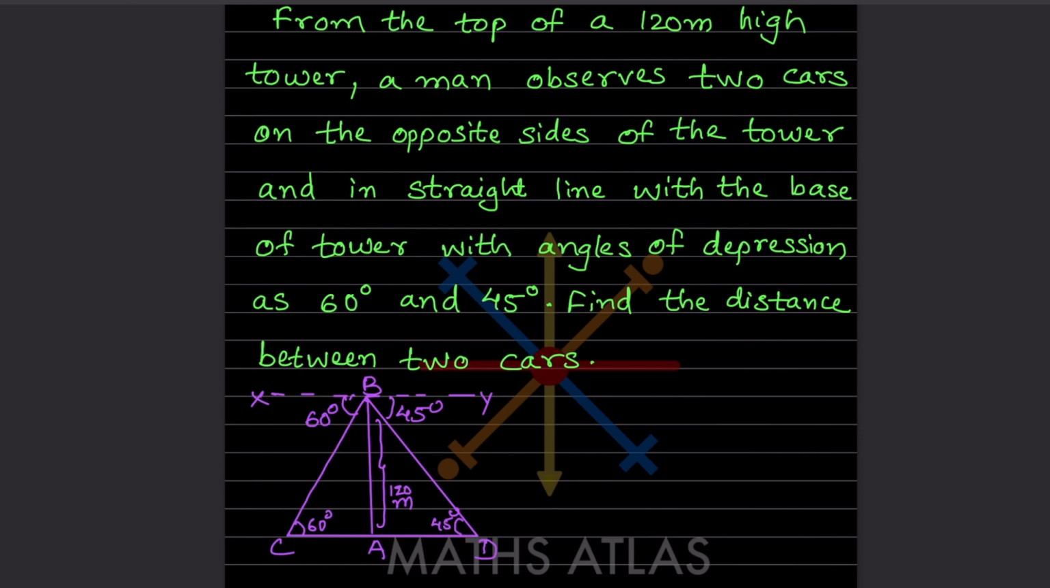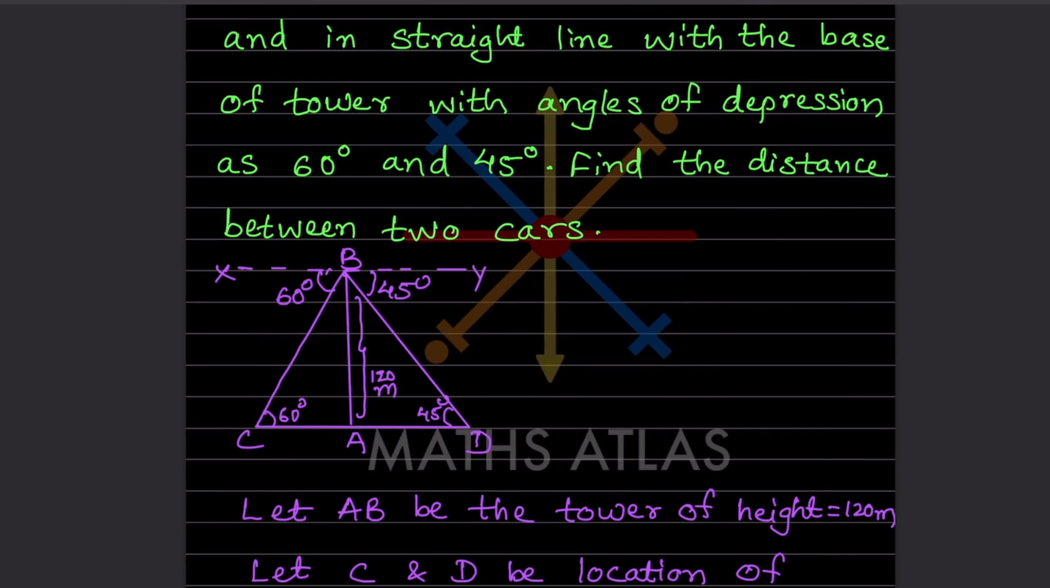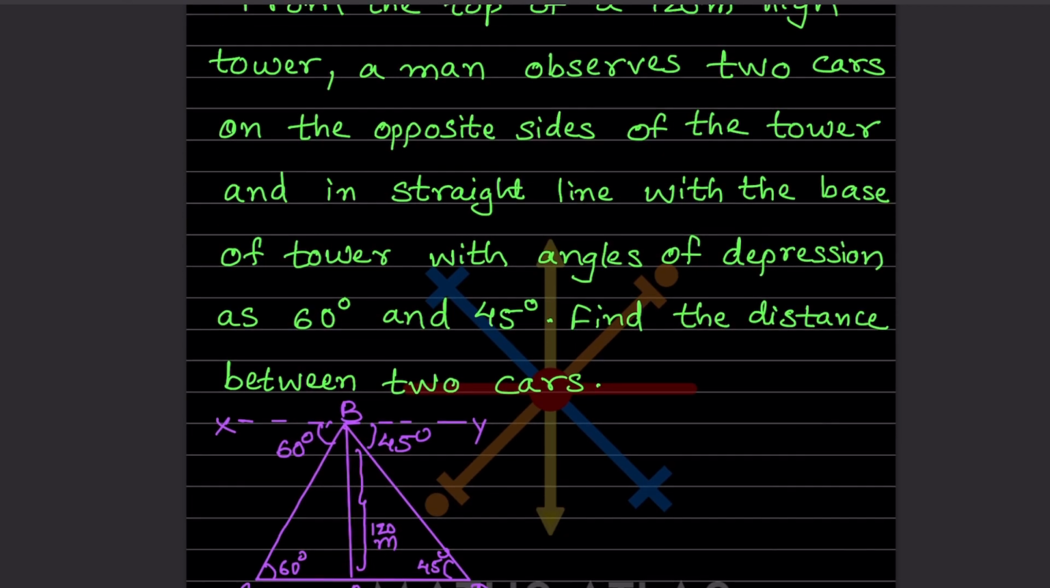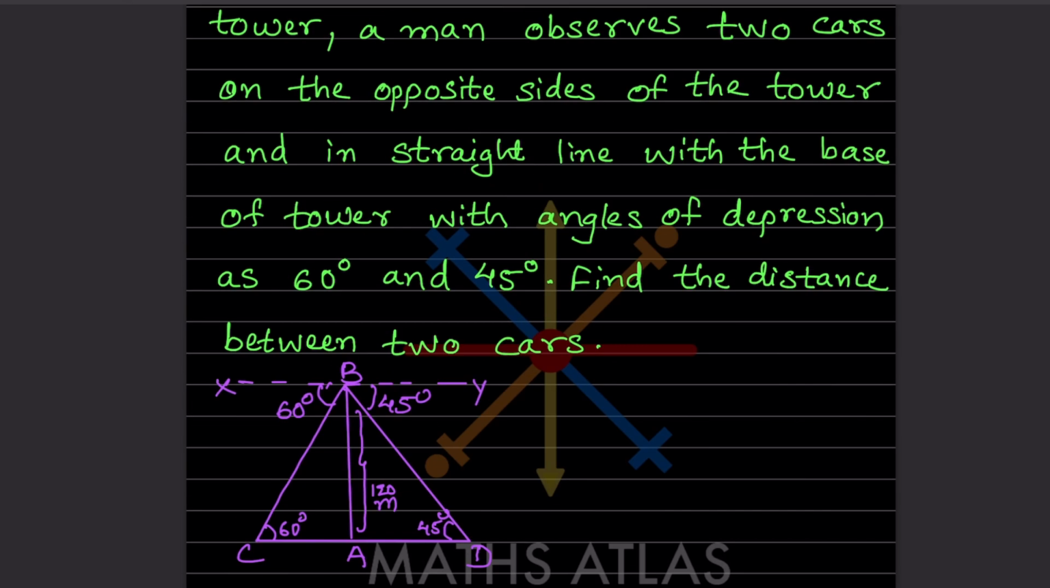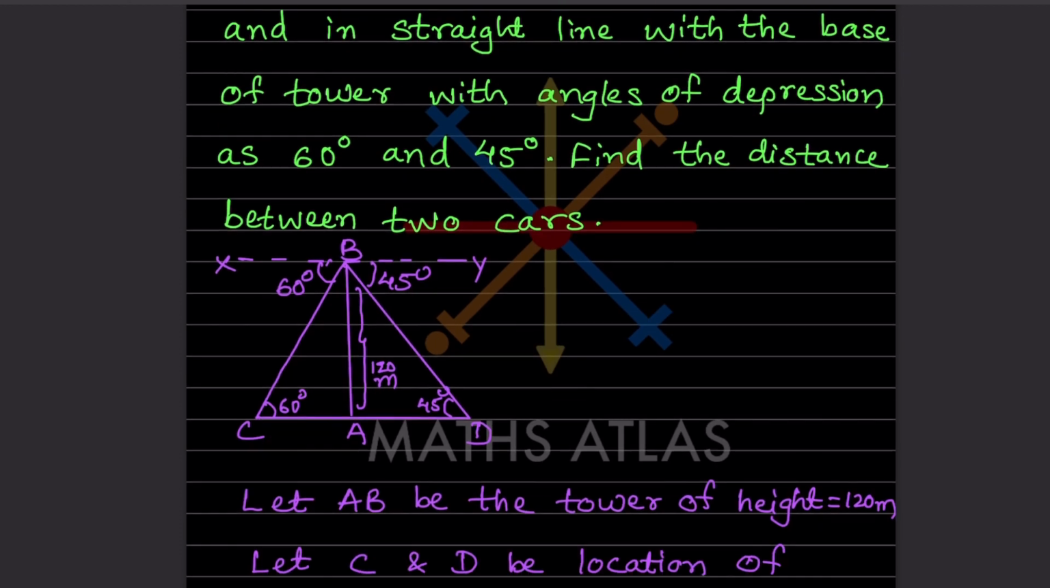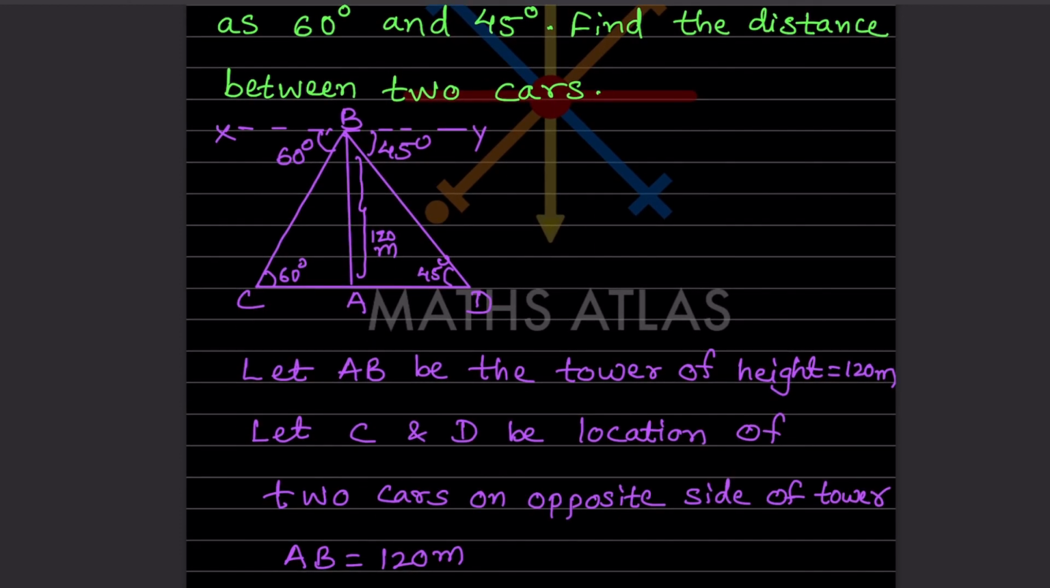So now let us see. Randomly we can just label the figure. I wrote here B, C, D, and this is A. So AB, we can consider this as the tower of height 120 meter, which is given over here. And C and D are the locations of the two cars, and they have written that they are on the opposite sides of the tower. So here we can write AB is 120 meter.